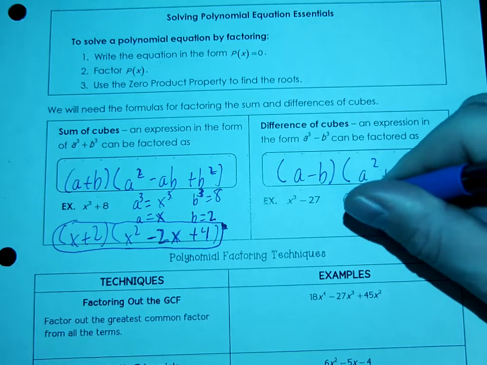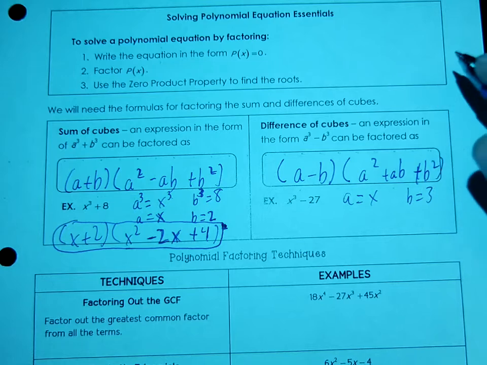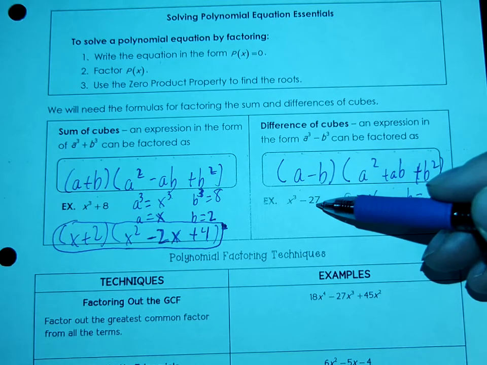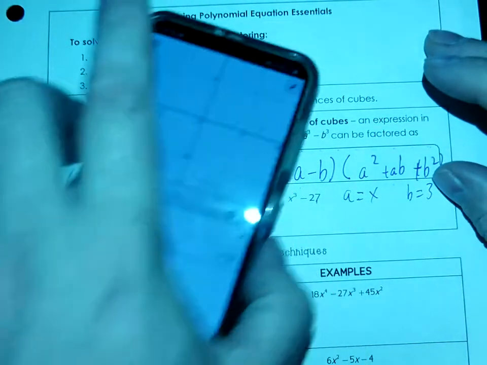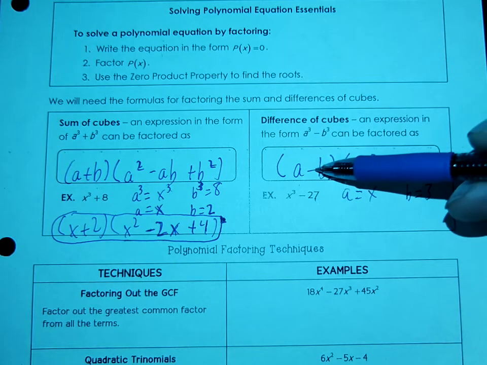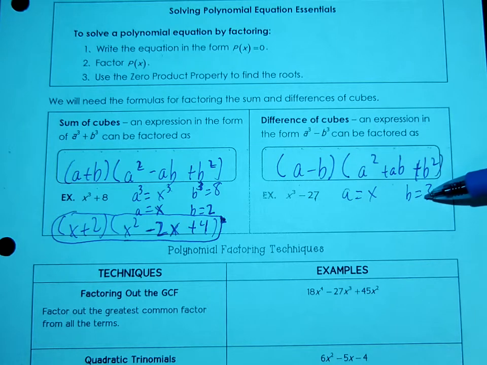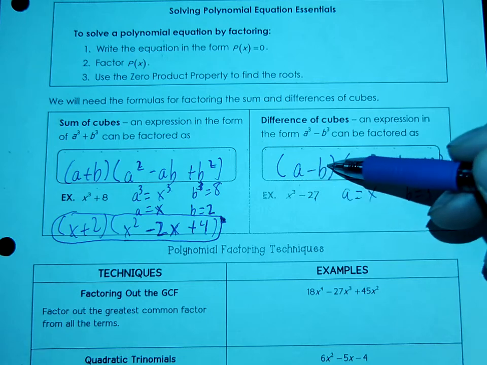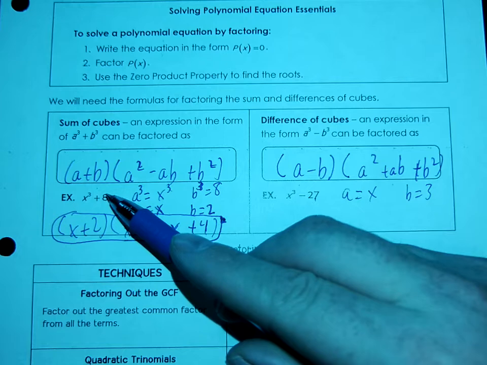Alright, difference of cubes: a is equal to x here, and b is equal to 3. Where did I get the 3? Well, 3 times 3 is 9, times 3 is 27, or I could say the cube root of 27 is 3, like we just discussed. I didn't use negative 3 here because the negative is already accounted for in the difference of cubes formula above. So you don't have to say b is negative 3. You're not going to do a minus negative 3 and make it a plus 3, because then it just becomes the sum of cubes formula again.